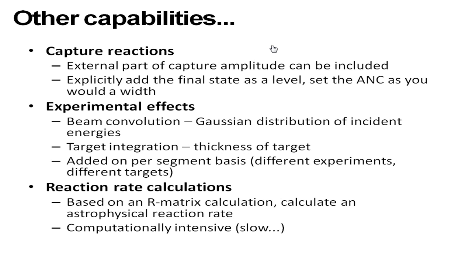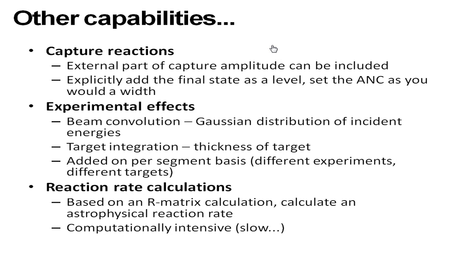And there are experimental effects that can be taken into account. This data for carbon-12 alpha probably shows some effects from the target or from the non-monoenergetic nature of the beam. In principle, you can take these into account. You can do beam convolution, you can have a Gaussian distribution of the incident energies, and you can do target integration over the thickness of the target. All of this can be done on a per segment basis. So if you have different data sets that have different experimental effects, you can take that into account for each set independently.